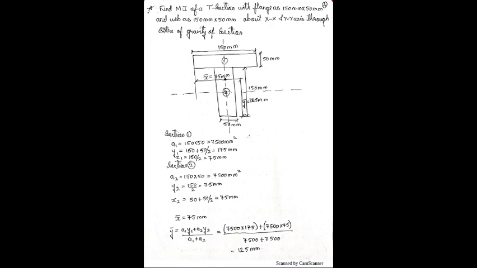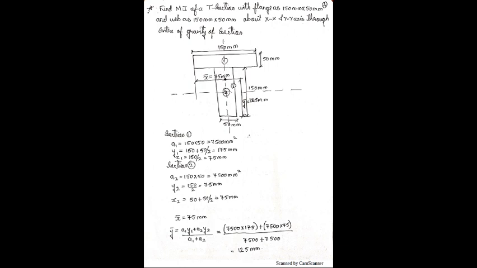Now let us solve one more numerical. Find the moment of inertia of a T section with a flange of 150 mm by 50 mm and the web of 150 mm by 50 mm, about the x-axis and y-y axis through the center of gravity of the section. Remember, T section is like this. This portion is called the flange and this portion is called the web. So the flange is 150 by 50, and the web is 150 by 50. First again we have to find the CG.